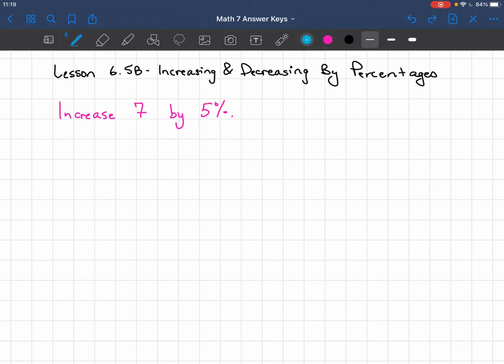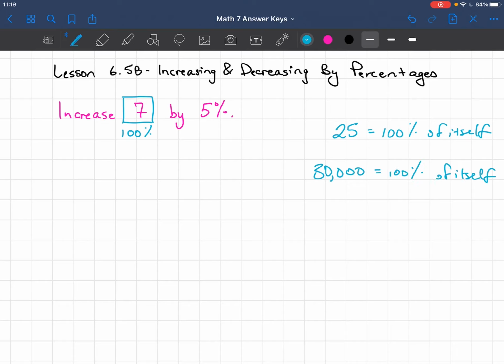Now the important thing to remember about doing this is that any number is 100% of itself. So in this problem where it says increase 7 by 5%, we have to know that 7 represents 100% of itself. Just like any other number, like 25 is 100% of itself, even 30,000 is 100% of itself. 100% just means that it's all of it as a whole.